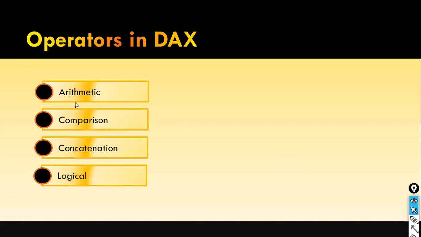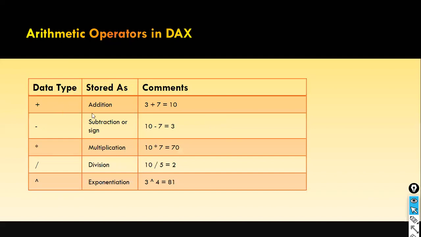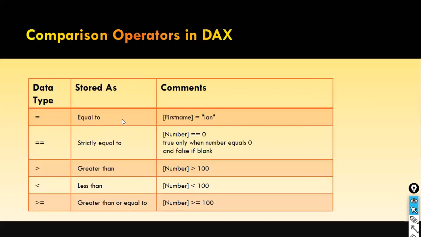And what are the operators? Arithmetic, comparison, like in all programming, these are the operators available. Arithmetic: plus, 3 plus 7, minus. Star is multiplication. This is division. This is your exponentiation. And the comparison operator: equal to, for first name. If you want to compare, say, the first name column in this data set, you use the equal sign, and the strictly equal to, the double equal sign.